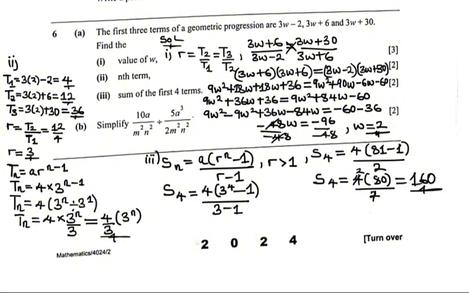Moving on to B. On B, the question given is: simplify 10a over m squared n squared divided by 5a to the power 3 over 2m squared n squared. So on B, we're going to show the following solution. I'm going to write the first fraction, 10a over m squared n squared. Now for division, we'll change this to multiplication and then reciprocate the fraction that we have there, 5a to the power 3 over 2m squared n squared.